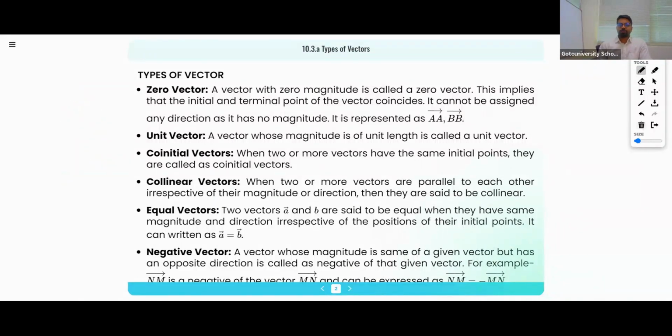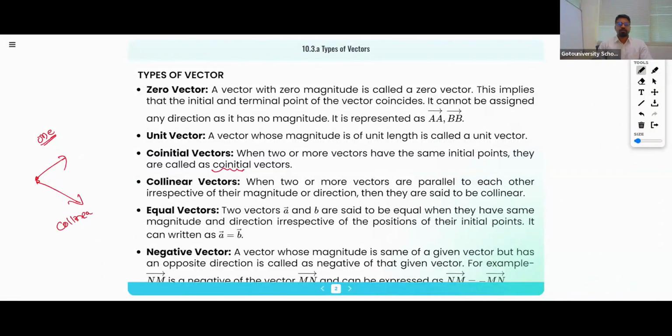And what is a unit vector? A vector whose magnitude is unit length. That means it may be 1 unit, 1 centimeter, 1 millimeter, based on the unit. Such a vector is called a unit vector. Co-initial vectors: there are vectors which may start from the same initial point but end at different terminal points. Such vectors are called co-initial vectors.